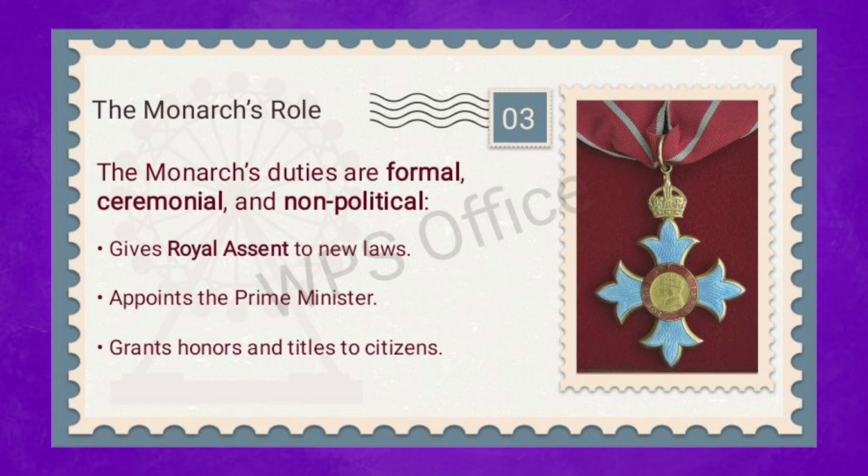Another visible aspect of his duties is the honors system. Each year, during events like the New Year's Honours and King's Birthday Honours, the monarch awards titles and medals such as knighthoods and the Order of the British Empire to citizens who have served society in science, art, charity, or public life. These honors remind the public that the monarchy celebrates individual achievements and connects the crown with the people.